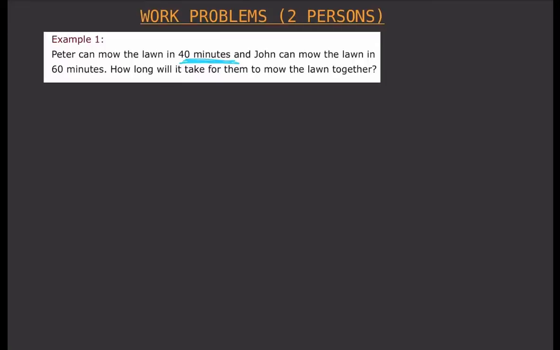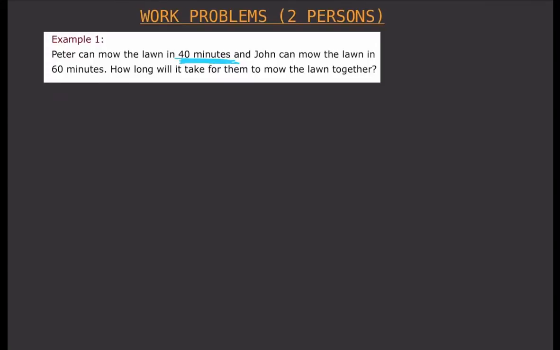So the clue in here is that if one person can do it in 40 minutes, then definitely if you add another person to do the job, that will lessen the time. So you would expect that the time for them to work together would be less than 40.